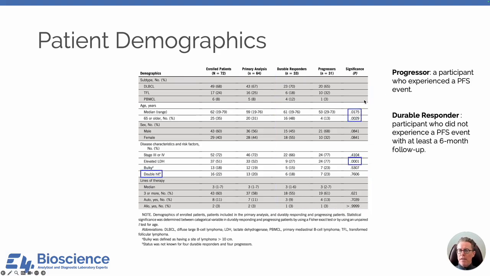The second is there are some differences here. First, it looks as though our progressors are generally younger. And so, likewise, the responders are generally older. There appears to be a very important statistical difference in an elevated LDH. So lactate dehydrogenase is actually an independent predictor of progression, but that's been shown in a variety of different studies, not just this one. And then finally, they have some statistics about the number of people with double hits.